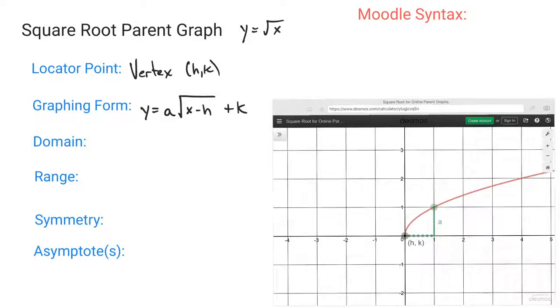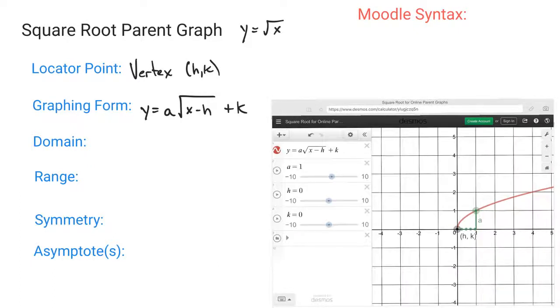The a value, as we've seen in our others, as you move 1 unit right of your (h, k), your locator point, whatever distance you move up is equal to that a value. So if we take a look at our a, h, and k values here, you can see that a is equal to 1, because this is a distance of 1 for that particular problem. Now this domain is a little more unique because, as you can see, it should be considered restricted. You do not move anywhere to the left of this h value.